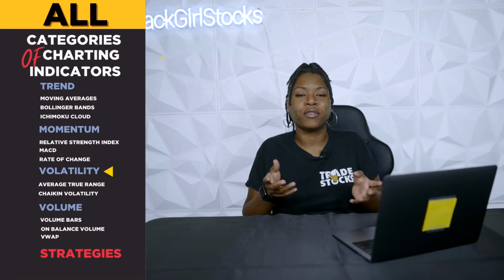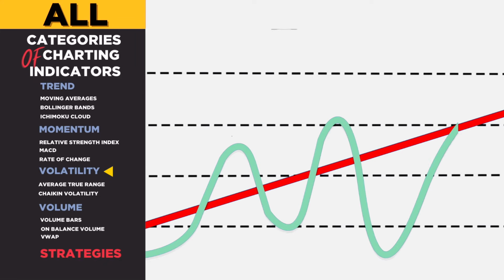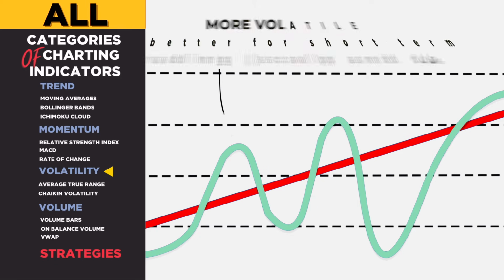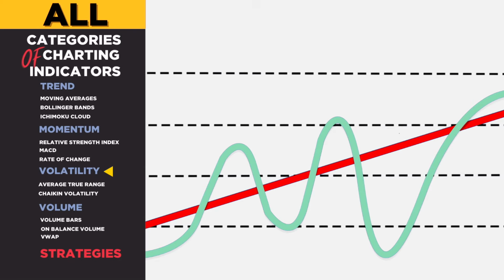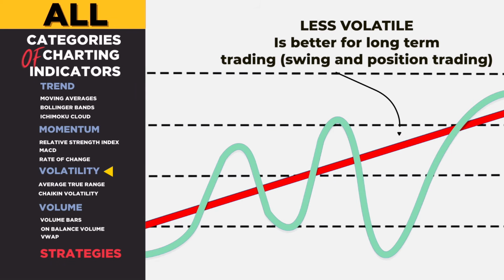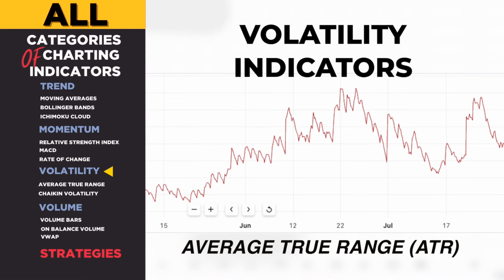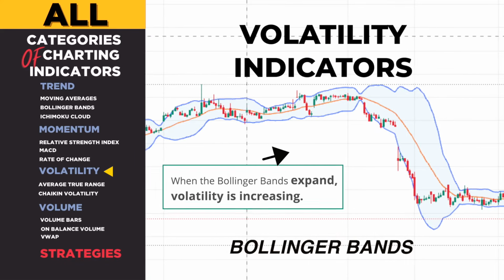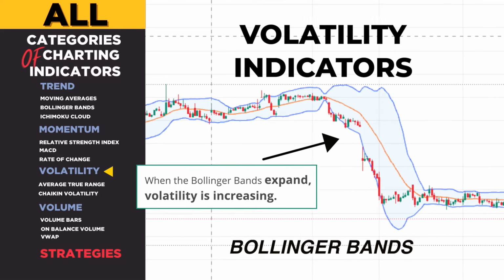Okay, so for example, if you're a short-term day trader or you scalp trade, then you could definitely get into some very volatile markets and make quick, large profits. But on the opposite, if you prefer more long-term trades, then you may want to stick with less volatile markets. So some popular volatility indicators are going to be the average true range and Bollinger Bands, which we already talked about earlier. When the Bollinger Bands expand, volatility is increasing.